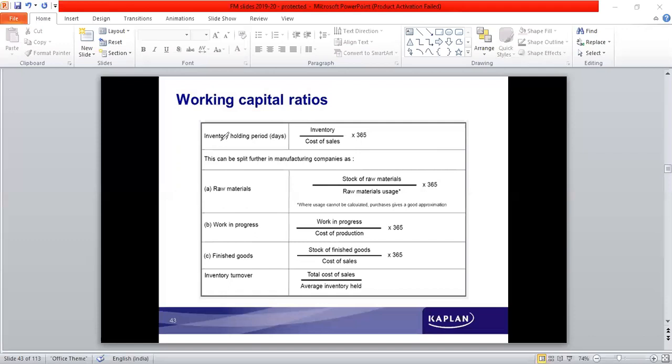Inventory holding period is 365 days divided by the inventory turnover ratio, which goes to the denominator. So that goes to the numerator. We see that inventory is in the numerator, divided by cost of sales into 365.